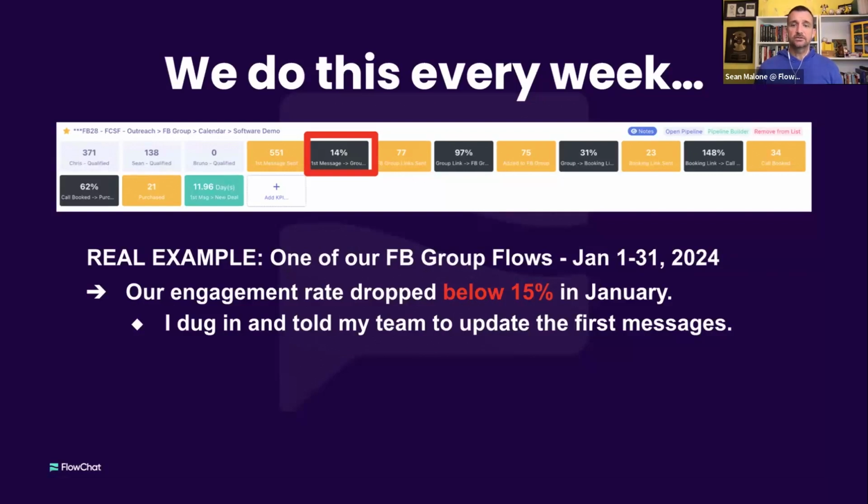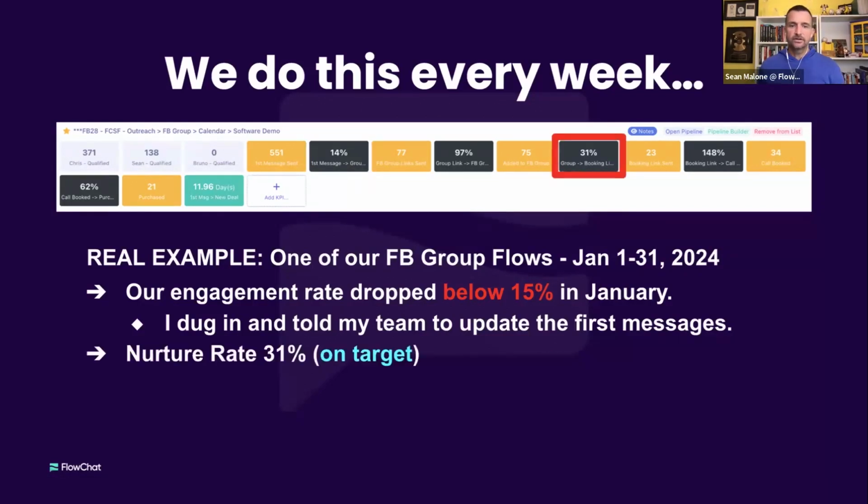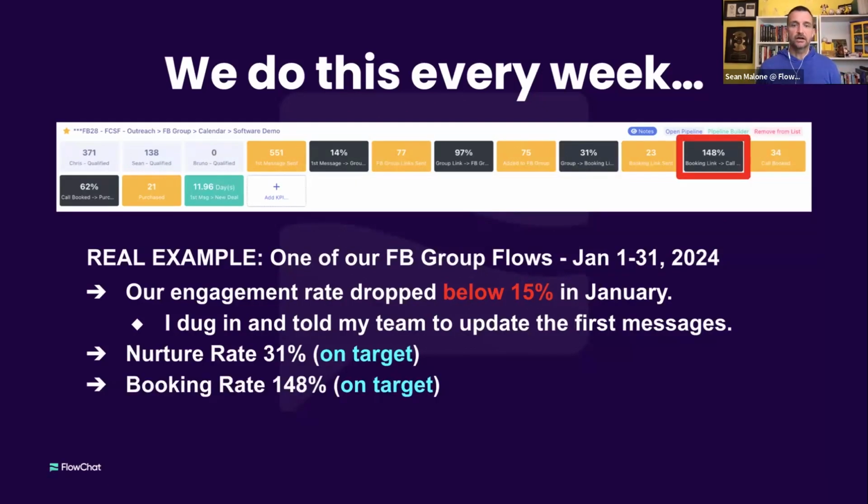So I dug in and I told my team to update our first message, right? Then we look at our nurture rate, 31%. The target is 25% plus. We're on target. Don't have to think about it. I keep going. Next one, booking rate, 148%, Sean. What the heck? Well, guess what?